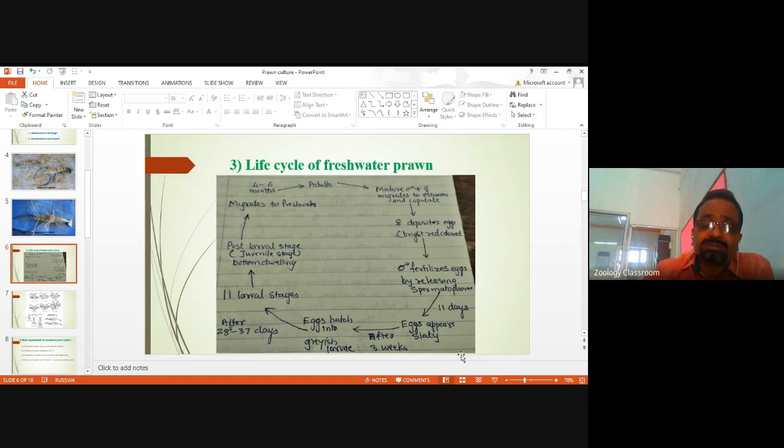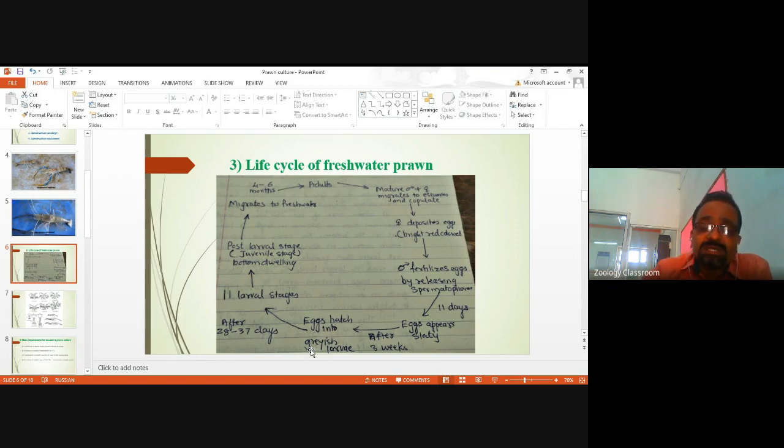After about 3 weeks, the color changes and it appears to be salty. The eggs hatch to the larva after 3 weeks. See, the eggs hatch into grayish larvae.